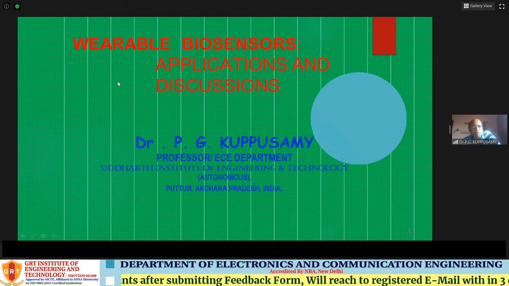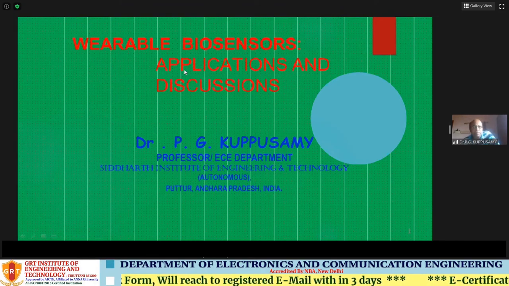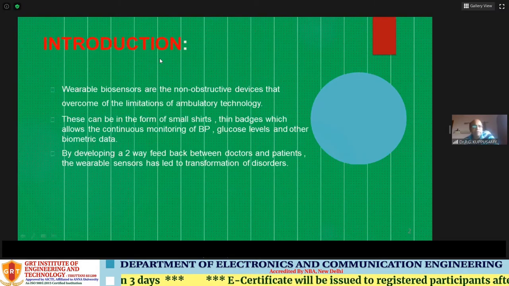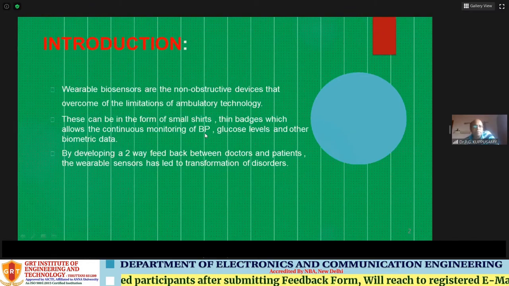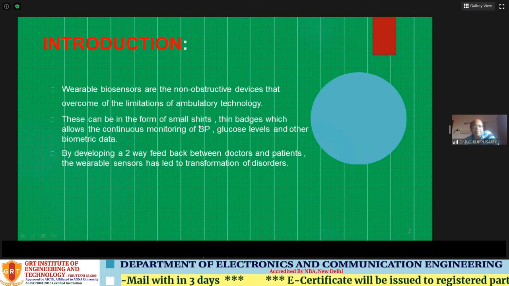Next important research in biosensors is wearable biosensors. In this part, I am going to deal with applications of biosensors, I mean, wearable biosensors. What is the introduction to wearable biosensors? Wearable biosensors are non-obstructive devices that overcome the limitations of ambulatory technology. This can be in the form of small shirts, thin badges, which allow continuous monitoring of blood pressure, glucose levels, and other biometric data. So a wearable biosensor is nothing but a small device which can be used to monitor all our physical activities in our body, for example monitoring blood pressure and glucose level.